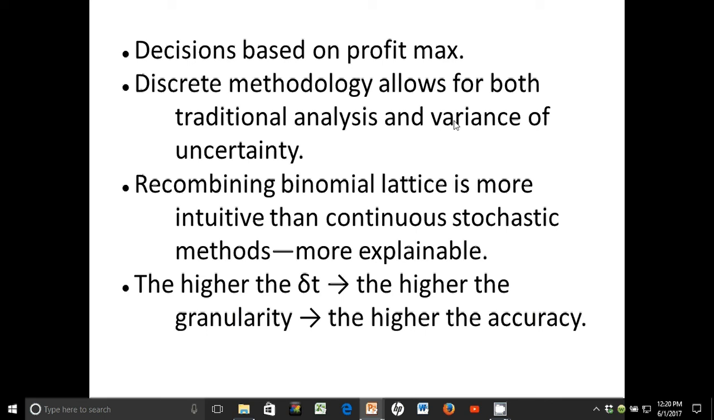The recombining binomial lattice is one method that is easier to explain than the more sophisticated continuous models such as Black-Scholes and partial differential equations. Finally, this method may employ many more incremental time steps, increasing the granularity of the lattice and thereby improving its accuracy.